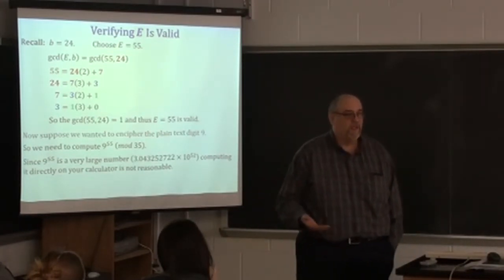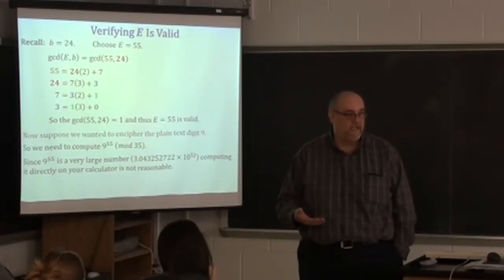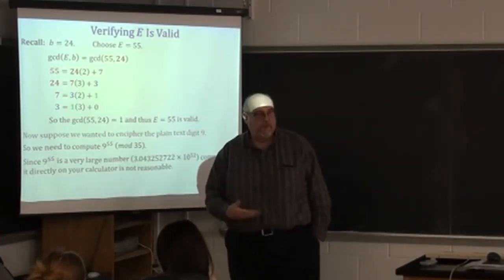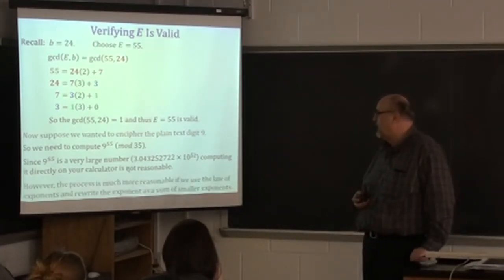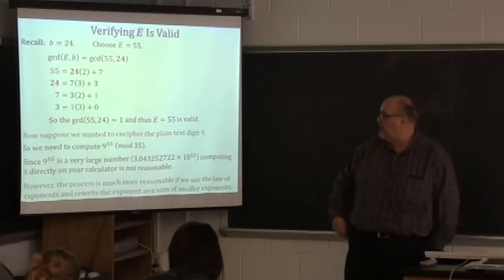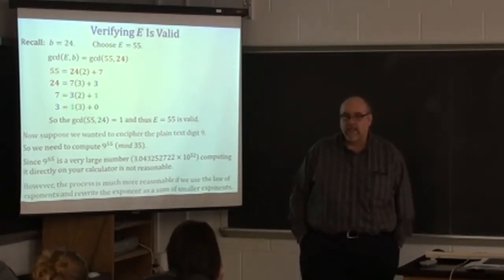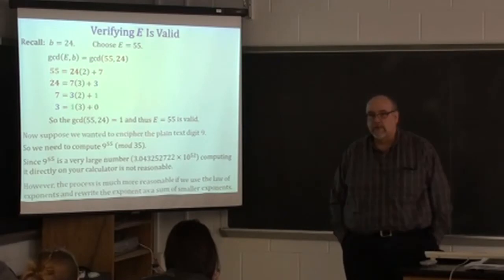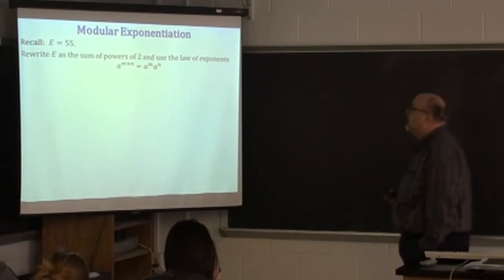Once we have 9 to the 4th, we could then do what? Square it. That will give us 9 to the 8th. So we're getting a lot closer than just multiplying by 9 each time, right? Yeah. So that's a little trick that we're going to utilize. To speed the process up, we're going to use the law of exponents and rewrite the exponent 55 as the sum of smaller exponents, and these exponents that we're going to use are powers of 2.